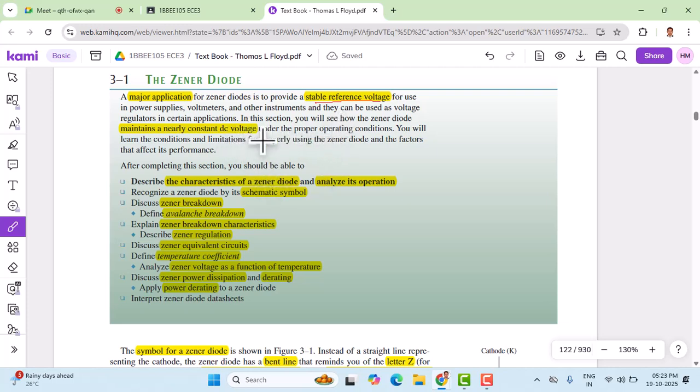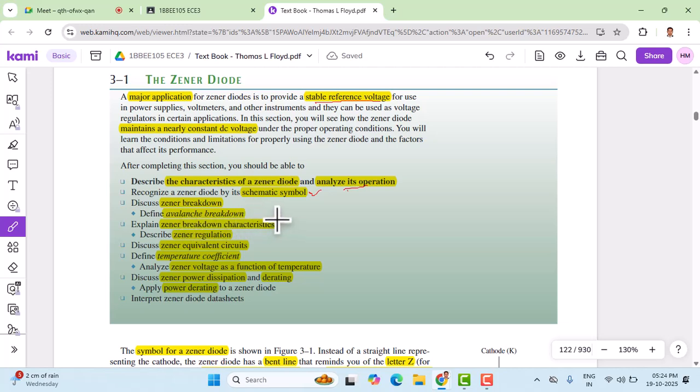At the end of this section, you will be in a position to understand the characteristics of Zener diode and try to analyze its operation. The way we do is we look at the schematic symbol of a Zener diode, how to draw it, and what the symbol represents. All those things we're going to look at. Then we'll look at the breakdown methods. Here we have two types of breakdown methods. One is avalanche breakdown, the other one is Zener breakdown. We'll try to discuss both the breakdown methods.